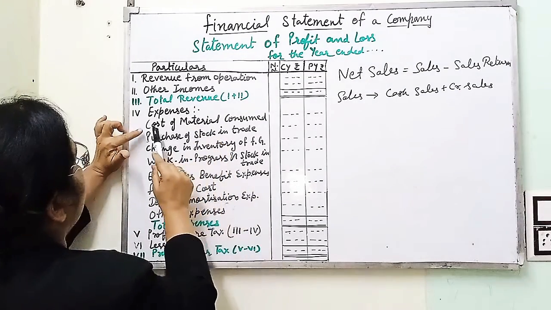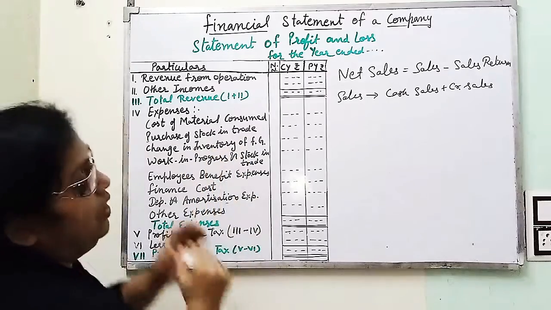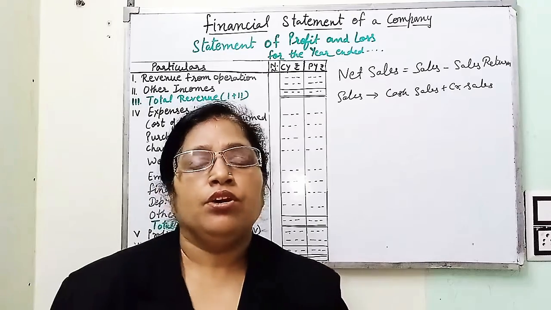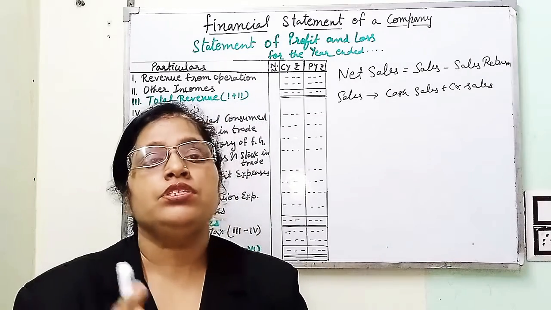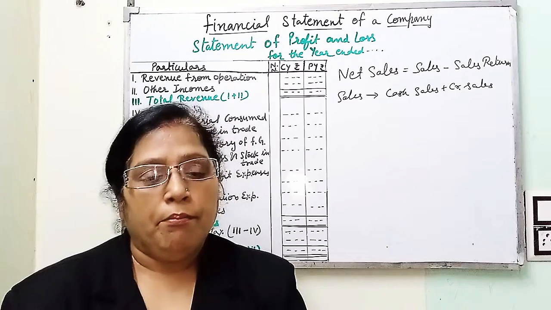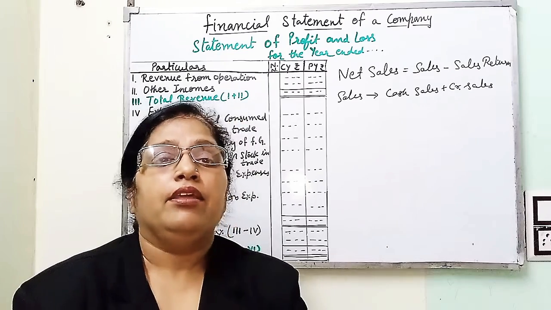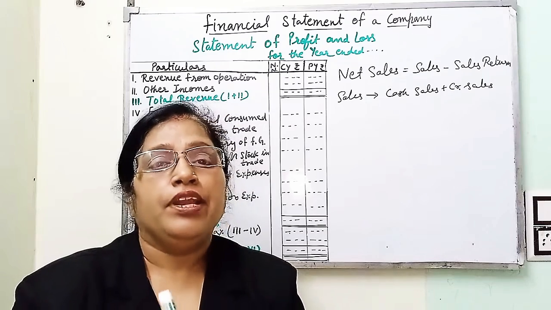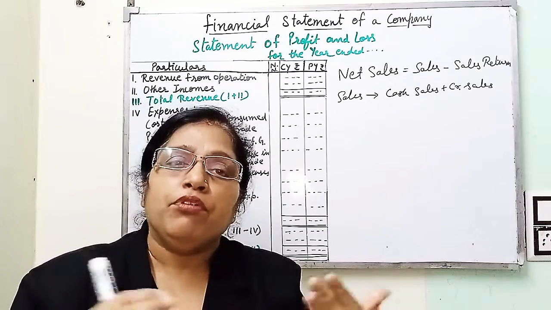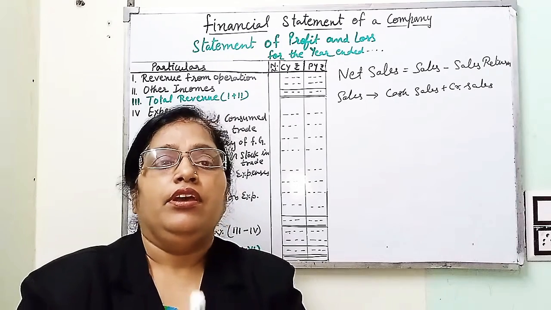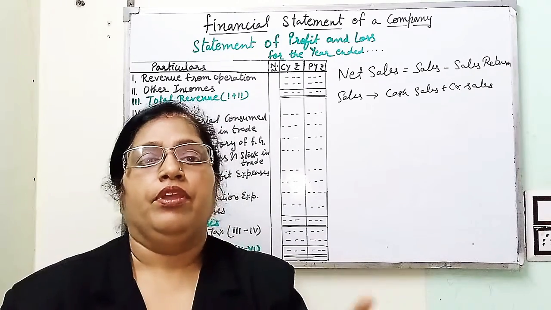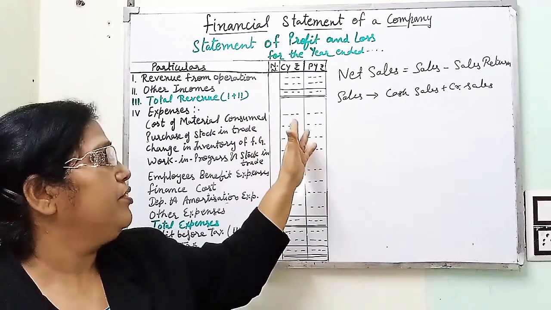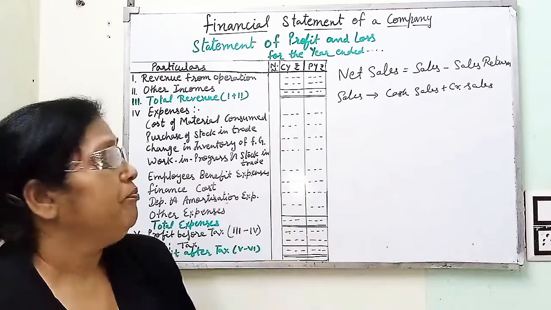So expenses include, first is cost of material consumed. Now what do you mean by cost of material consumed? Cost of material consumed means the cost of raw material which is used during the year. But it is not compulsory that the raw material purchased during a particular year is utilized in that particular year. There may be some raw material which can be left after using all the activities.